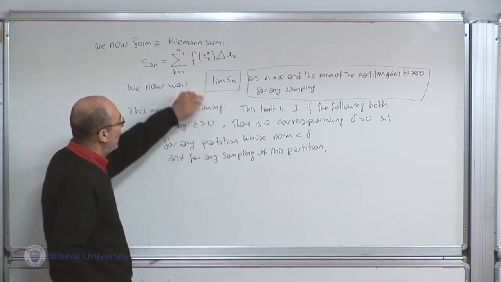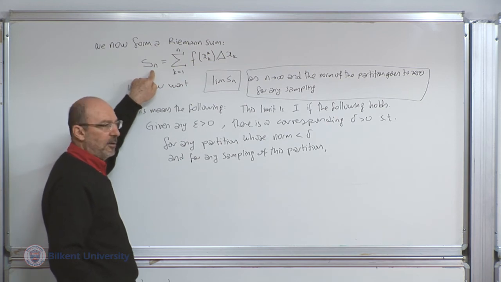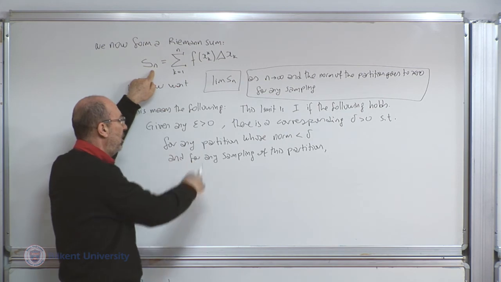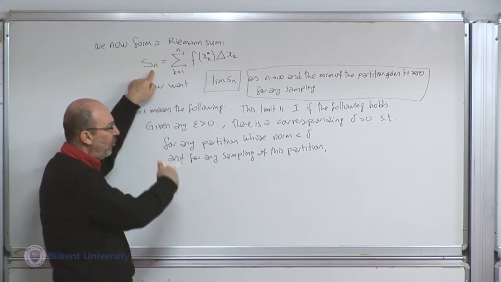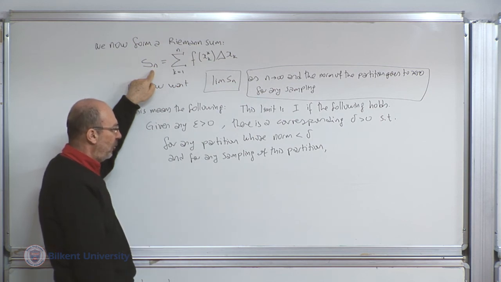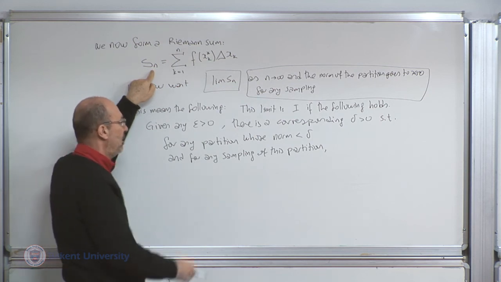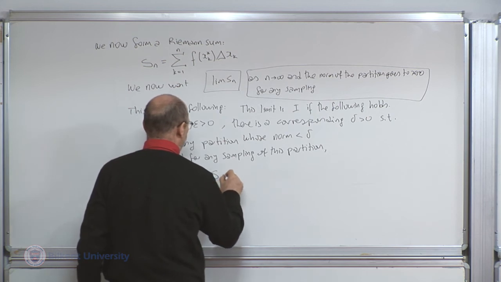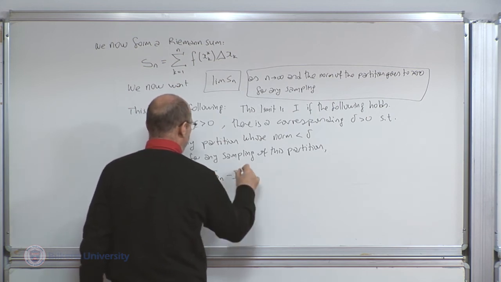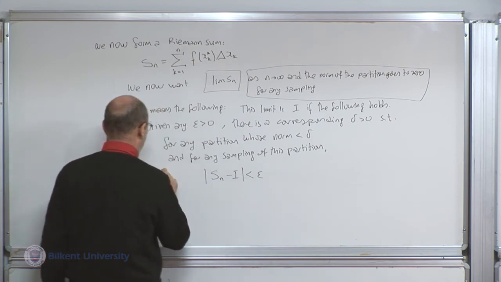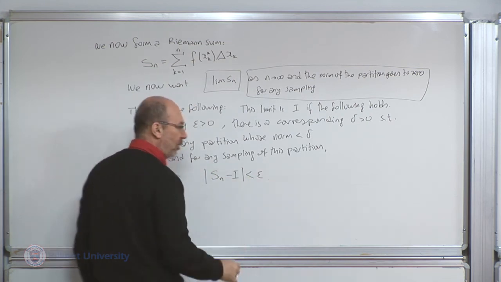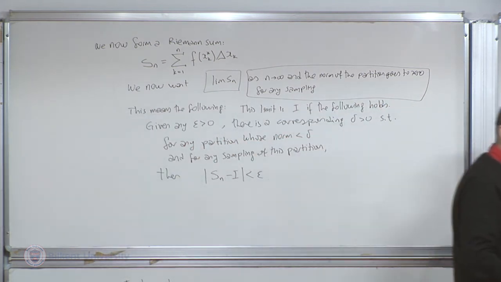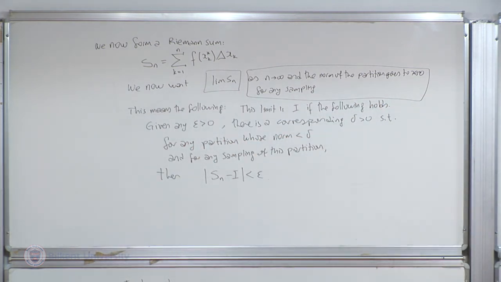Okay, so then we can form this Riemann sum. We are only considering partitions whose norms are less than delta, and then for each subpartition we consider all possible samplings and form Sn. The difference between these two numbers must be less than epsilon. Okay, so suppose such a complicated thing happens.